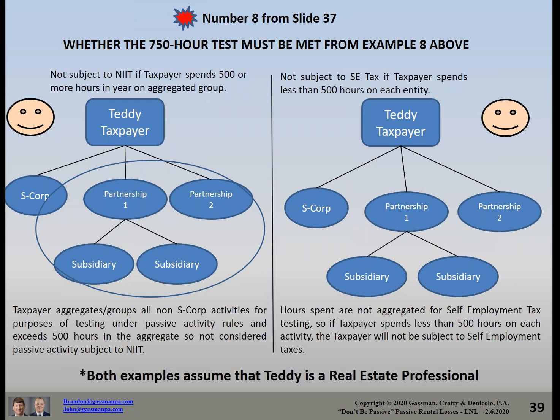Now, for the self-employment tax, you look at each individual entity separately. So if you spend less than 500 hours on every one of these activities, but more than 100 that you can combine together to be over 500, then as long as you don't have over 500 in any one, you're not going to be subject to self-employment taxes. So that's another example of how you can thread the needle.